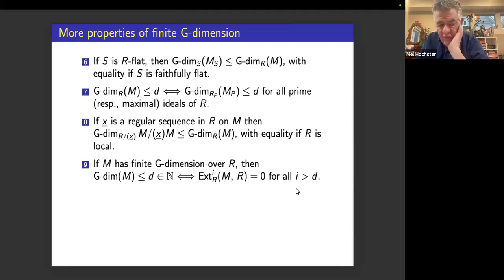And also you can test for finite G dimension. When you know that the G dimension is finite, you can test what it is by checking Ext against R. But you have to know it's finite. If you don't know it's finite, testing against R isn't enough to give it to you, as I commented earlier.